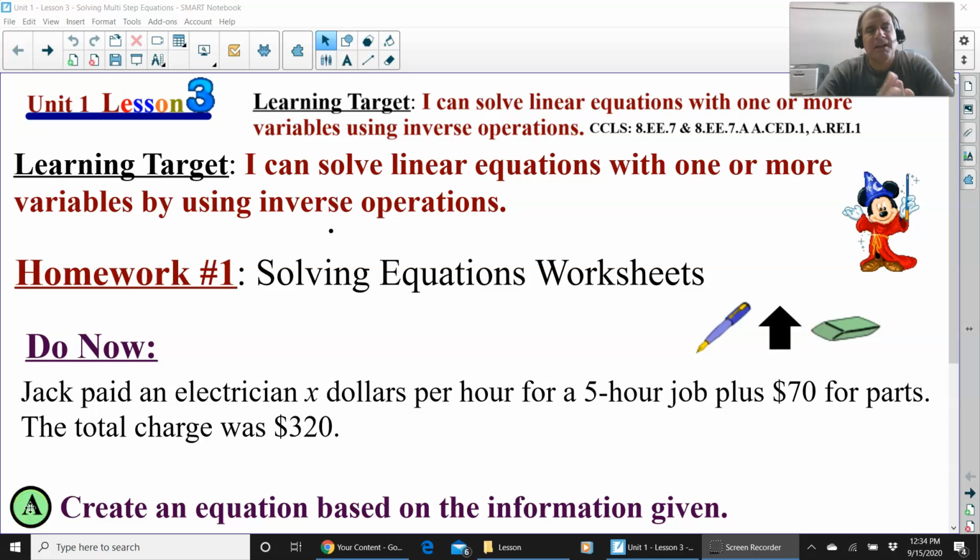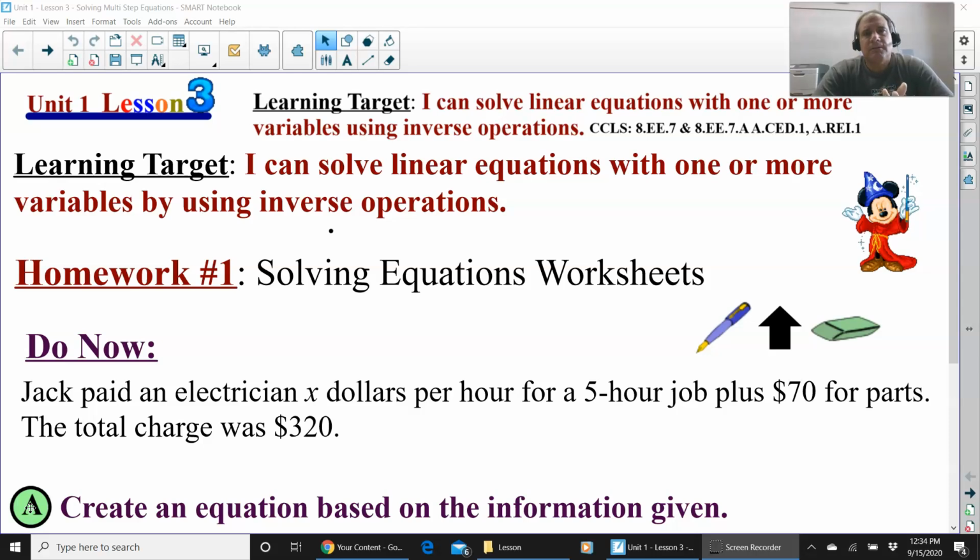Hello everyone, and here we are with Unit 1, Lesson 3. Learning Target: I can solve linear equations with one or more variables using inverse operations. And this is a whole lesson on basically solving equations.